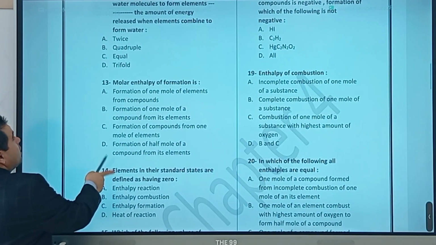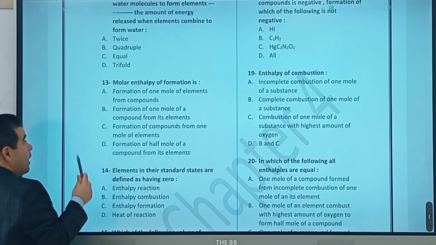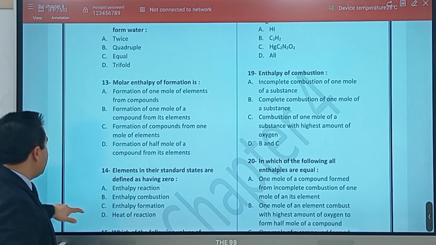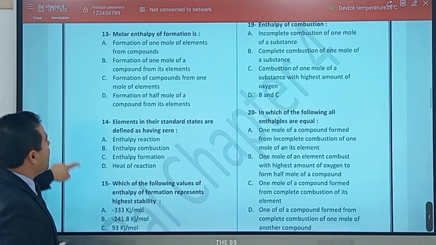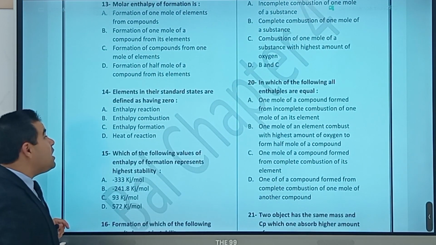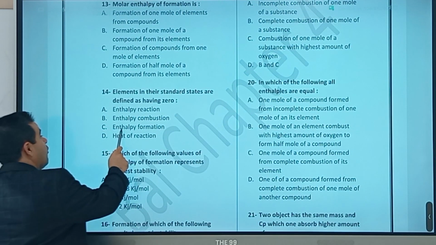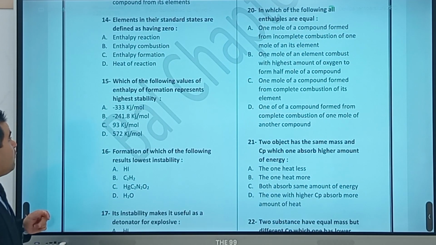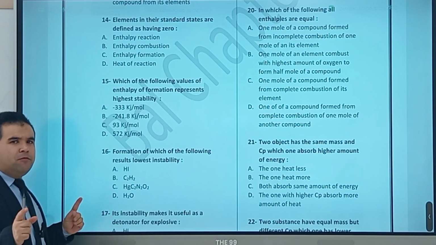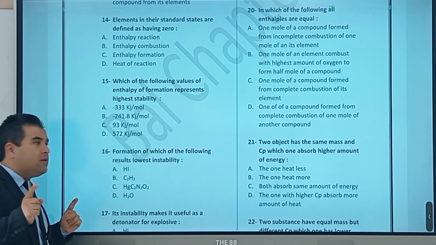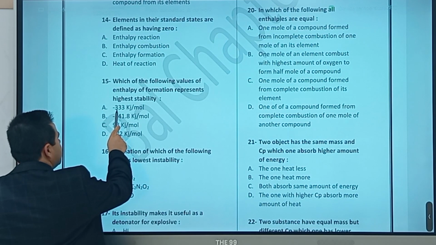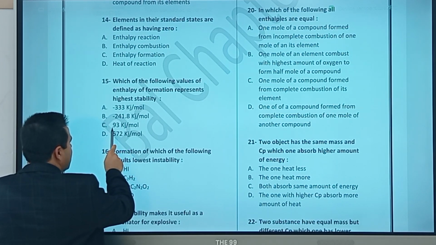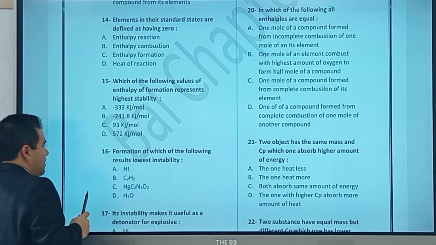Molar enthalpy of formation is what? It is the formation of 1 mole of a compound from the elements. B is the correct answer. Elements in the standard state are defined as having 0 enthalpy of formation. Which of the following values of enthalpy of formation represents the highest stability? Highest stability means the most negative. -333, then the others are positive, so positives are not, so A is the correct answer.